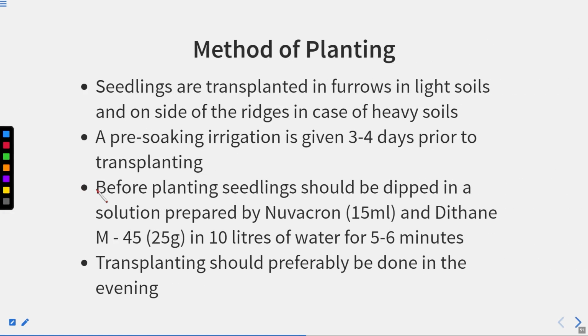Now, method of planting. Seedlings are transplanted into furrows in light soil, and on the side of the ridges in the case of heavy soil. So when it is a heavy soil, it should be placed on the side of the ridges, and when it is transplanted in light soil, then it is in the furrows, right?